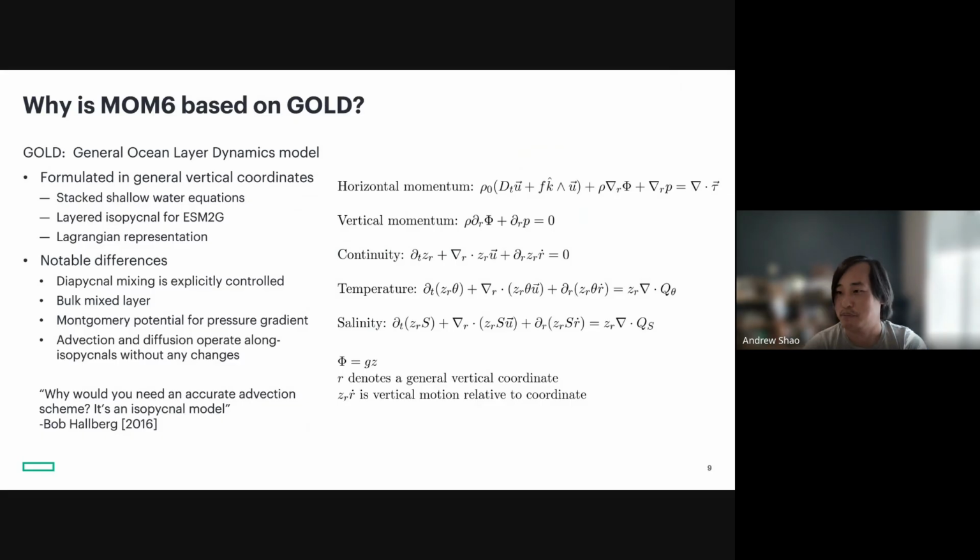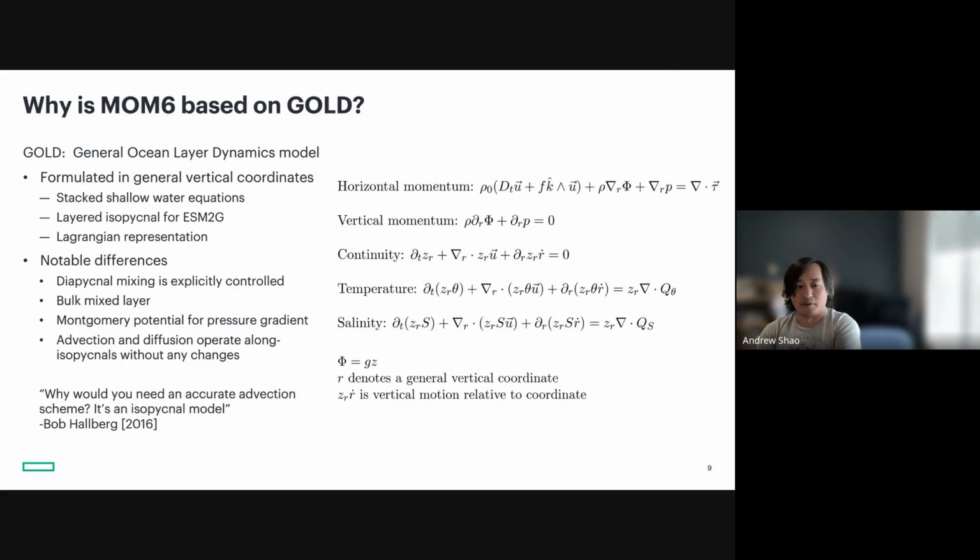And as Bob told me at some point back in, again, 2016, why do you actually need an accurate advection scheme? It's an isopycnal model. And that kind of holds true because, again, any numerical errors that would lead to extra mixing happen along an isopycnal surface and are likely smaller than potentially the parameterized mixing. There is no continuous boundary layer representation. It is all bulk mixed layer.